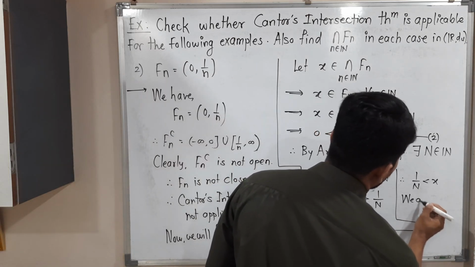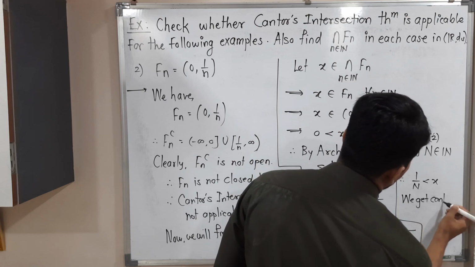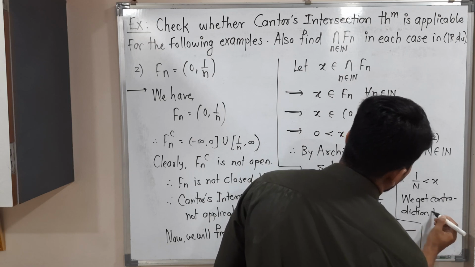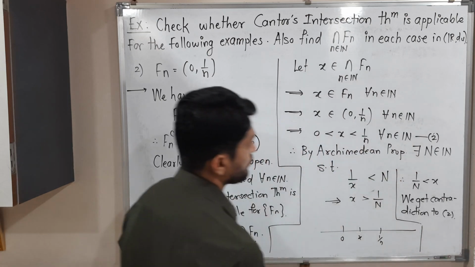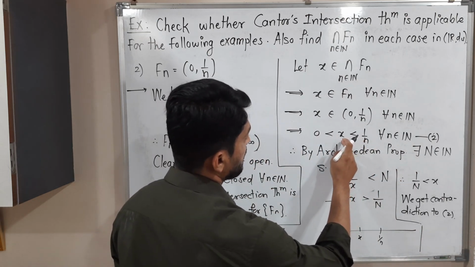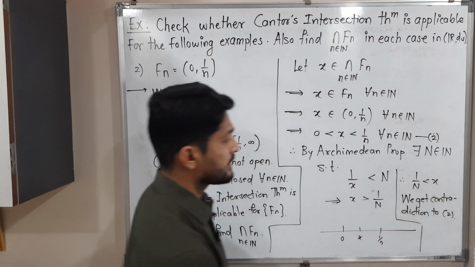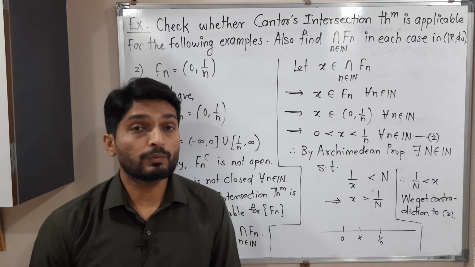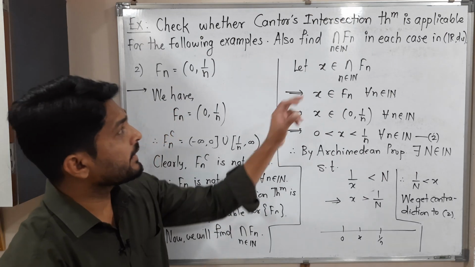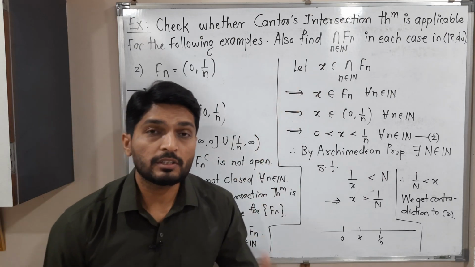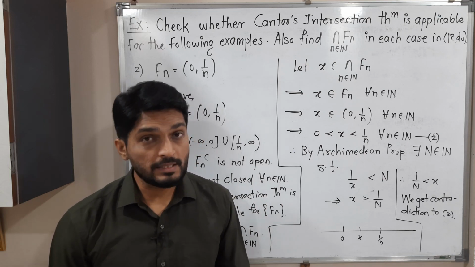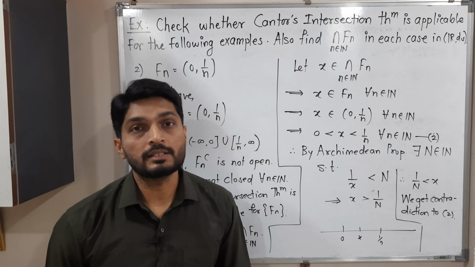So we get a contradiction to 2, because here we are saying 1/n is greater than x, and here we are saying 1/n is less than x. So we are getting a contradiction, which means our assumption is wrong. What was our assumption? We had assumed there is some point in the intersection. That is wrong. That means there is no point in the intersection. It means the intersection is the empty set.